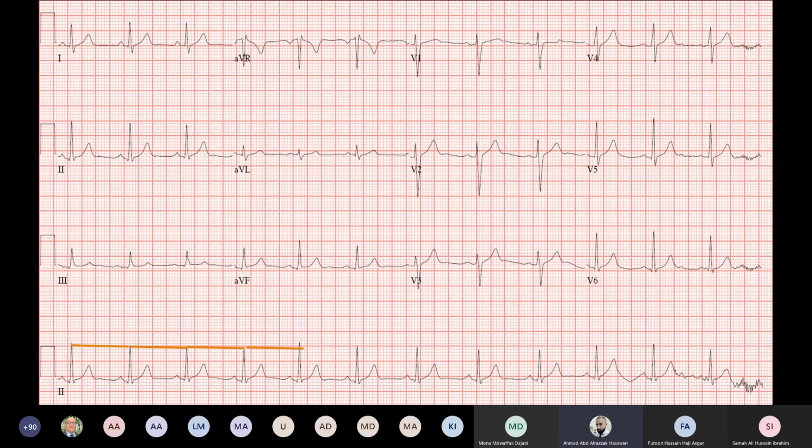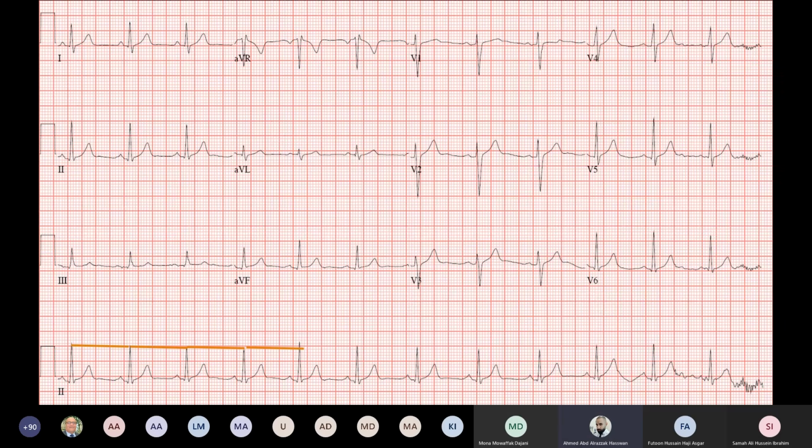Of course, this is the ECG. We have 12 leads starting from lead 1, ending up with lead V6. And of course, down we have what's called the rhythm strip. It's only lead 2. Now, if I ask you what is the rate of this patient's heart?